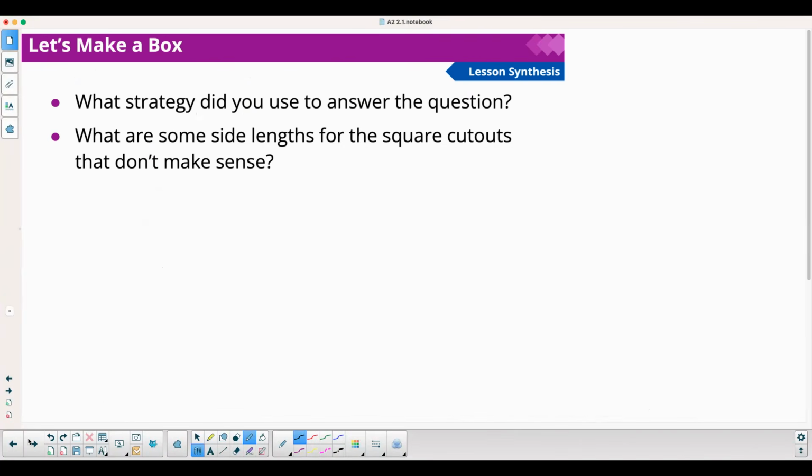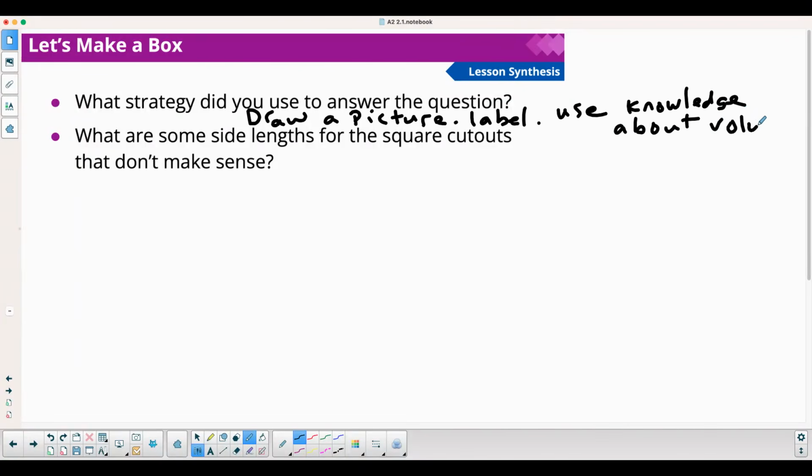All right. So what strategy did you use to answer the question? I would say we drew a picture. Label. Use knowledge about volume. Right. What are some side lengths for the square cutouts that don't make sense?